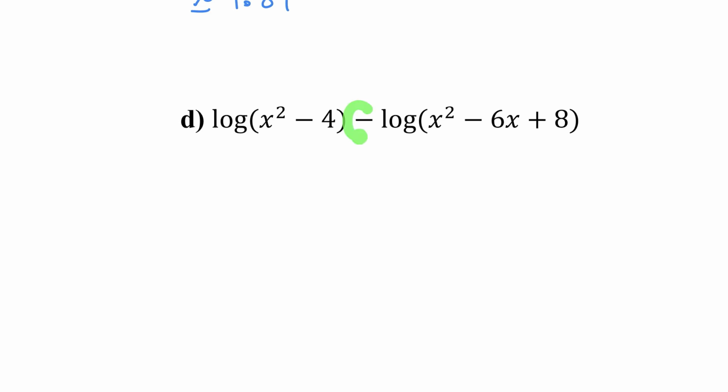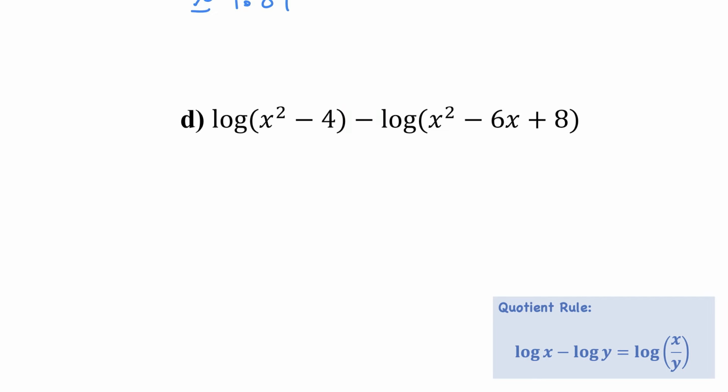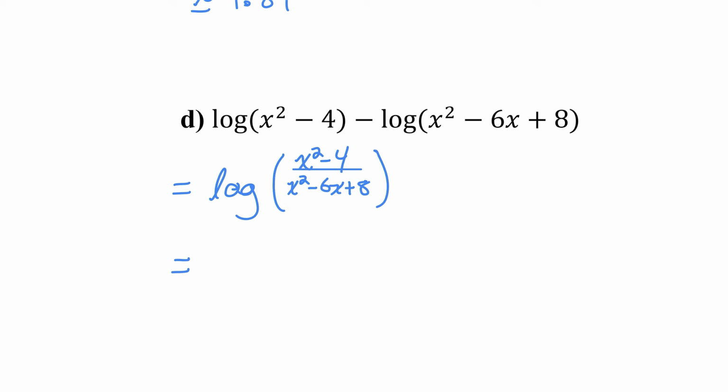I have two logs being subtracted that both have the same base, right? Those are both the common logarithm. Their bases are 10. So I can write them as a single logarithm by keeping the base of 10 and dividing their arguments. But then I can simplify that argument. In the numerator, I have a difference of squares. It's an x squared minus a 2 squared. So I could rewrite that as x minus 2 times x plus 2.